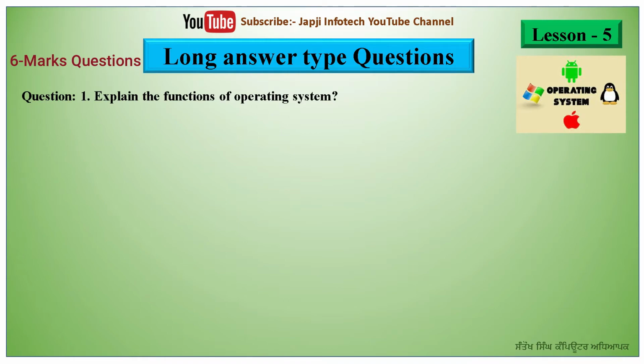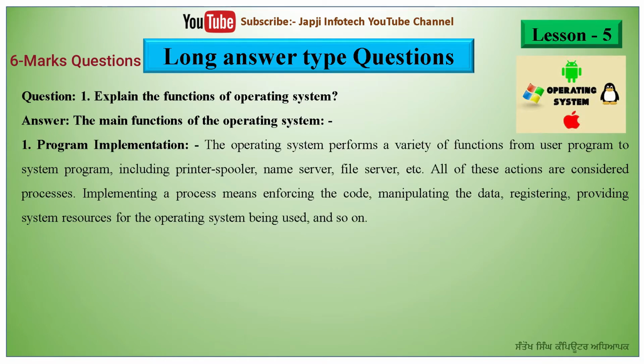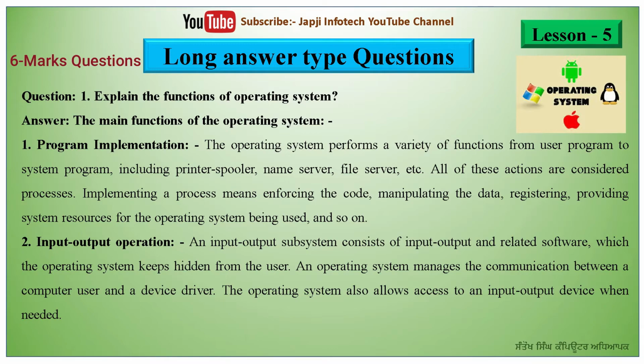So the first question is, explain the function of operating system. So the main function of operating system are, the first one is program implementation. The operating system performs a variety of functions from user program to system program, including printer spooler, name server, file server, etc. All of these actions are considered processes. Implementing a process means enforcing the code, manipulating the data, registering, providing system resources for the operating system being used, and so on.